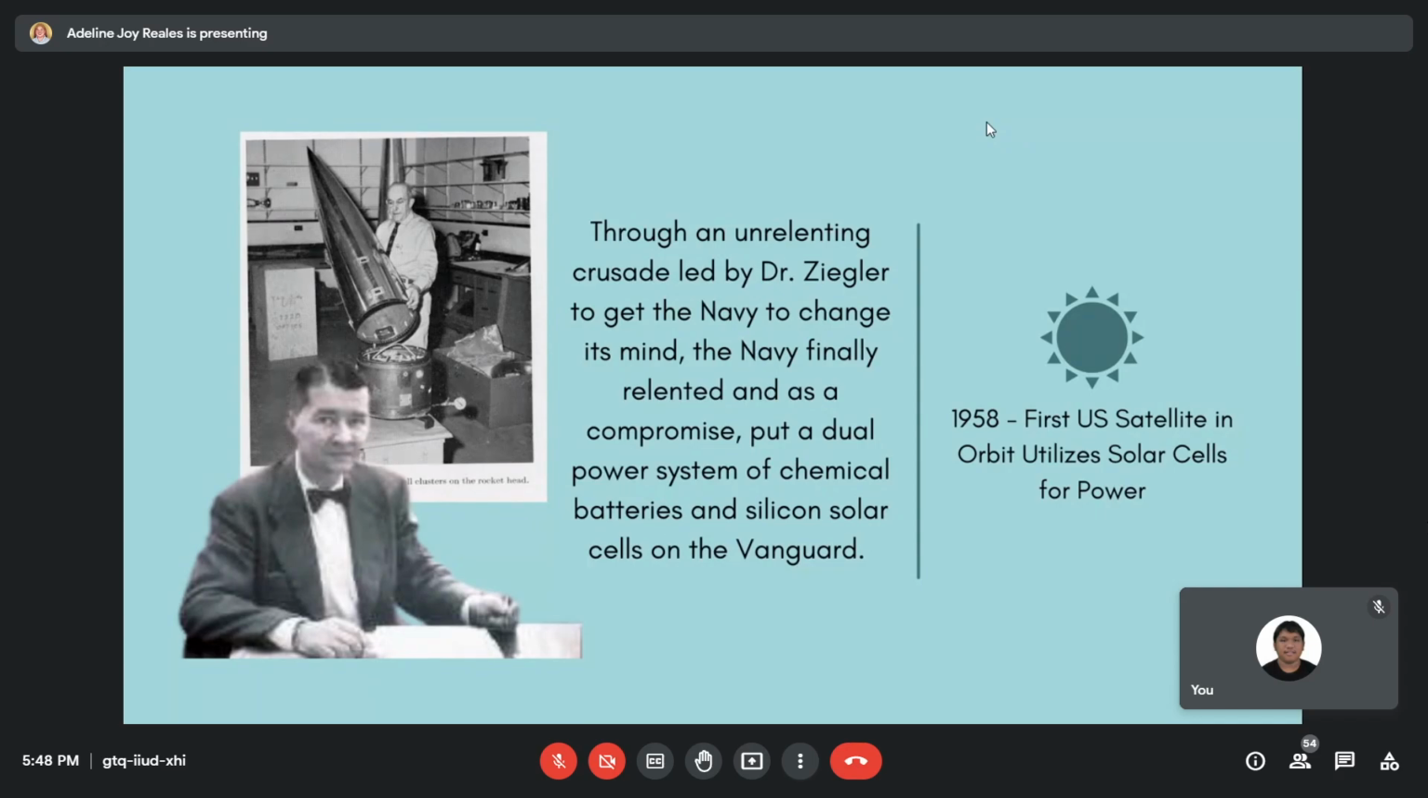Through an unrelenting crusade led by Dr. Ziegler to get the Navy to change its mind, the Navy finally relented and, as a compromise, put a dual power system of chemical batteries and silicon solar cells on the Vanguard. Just as Ziegler predicted, the batteries failed after a week or so, but the silicon solar cells kept the Vanguard communicating with Earth for years.